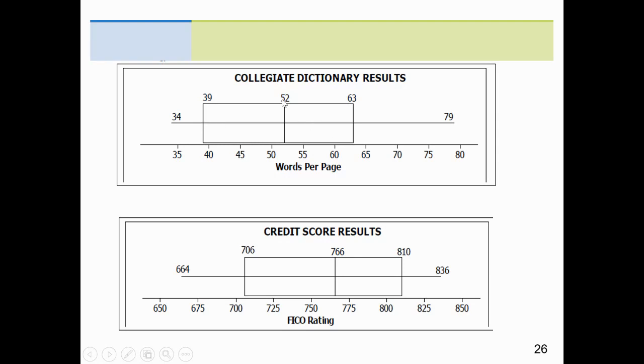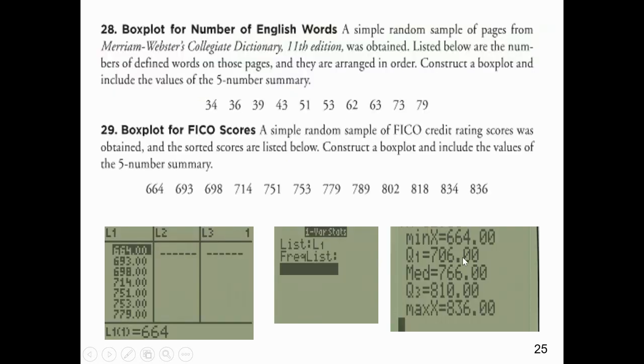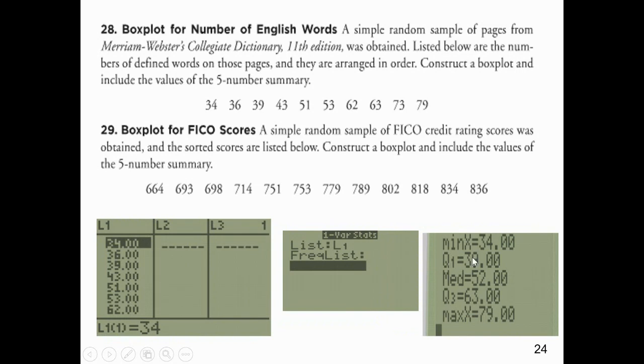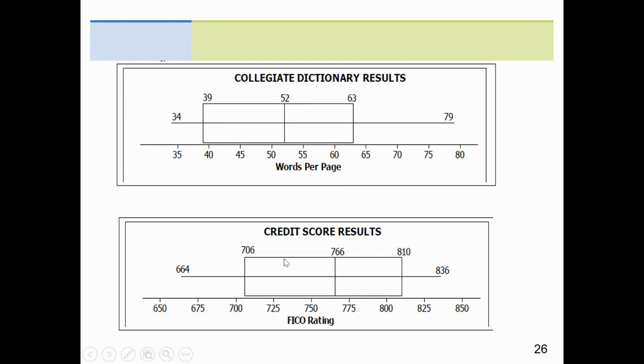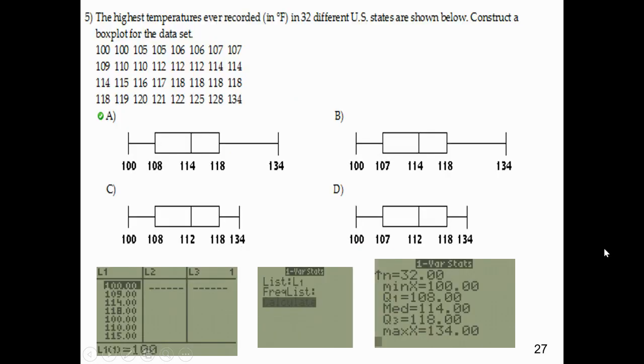You can see 39, 52, and 63. This is the second set of numbers, 706, 766, and 810. And there you see it, 706, 766, and 810. Quartile 1, quartile 2, and quartile 3. The small number and the large number, that's obvious. It's these three that you want to calculate to do the work.